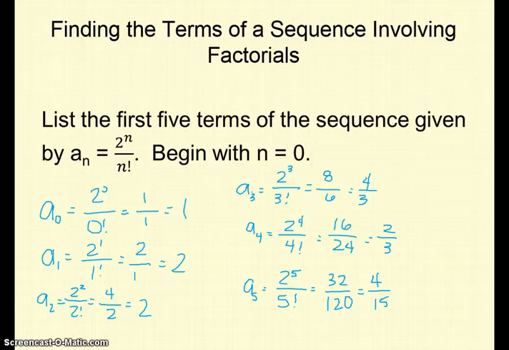Right, so you should have gotten a sub 2 is 2, a sub 3 was 4/3, a sub 4 was 2/3, and a sub 5 was 4/15.